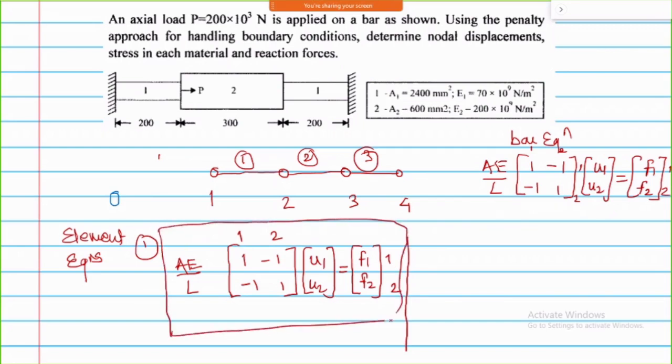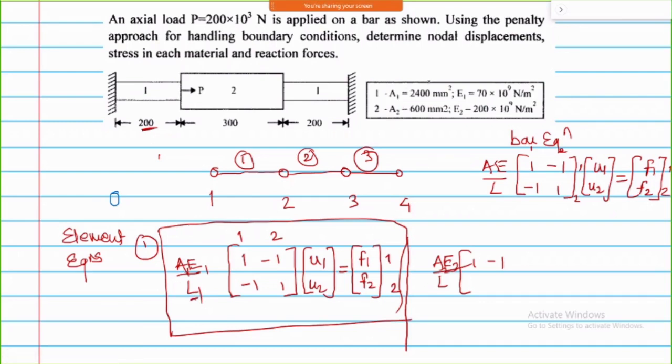In a similar fashion we can go for element number 2. So the numbers will be only 2 3. This equation will be written like this: AE by L, 1 minus 1. Here the area will be A2, the material will be E2, and here it is L1. L1 is nothing but 200, the length of the element is 200 here.